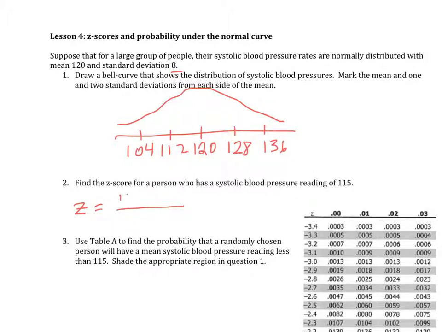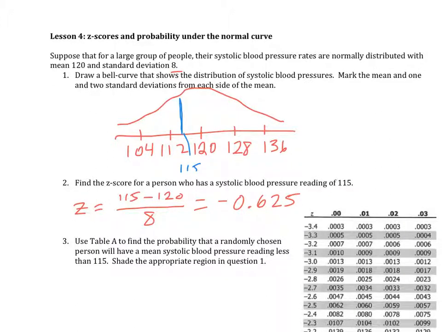So we'll take their observed value, 115, we'll subtract off the mean, and then we'll divide by the standard deviation. So if you do that, you get a z-score of negative 0.625. So that means that person is a little more than a half a standard deviation below the mean. Okay, so we can find 115 in the picture, and mark, if we'd like, the blood pressure rate of 115.